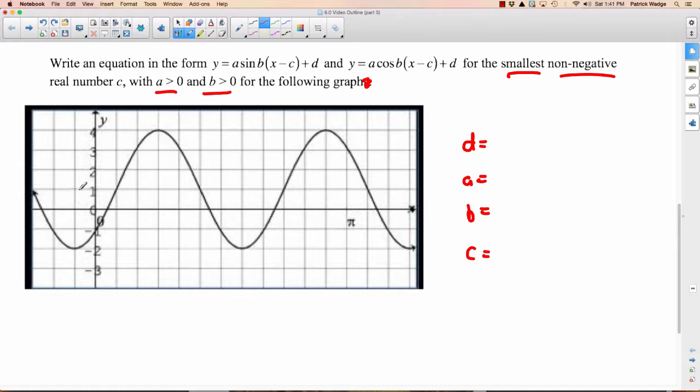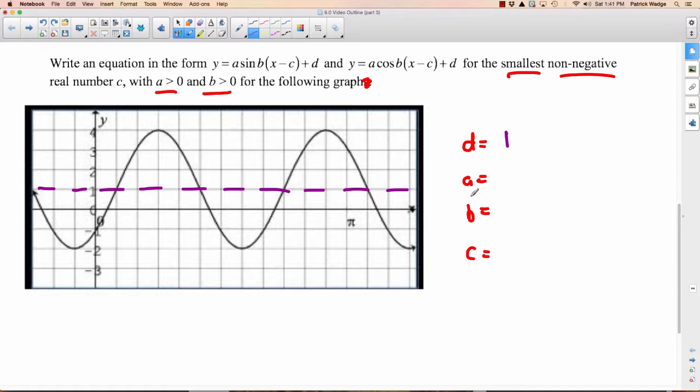You could either just look and figure it out, or you can add those two numbers together, 4 and -2, which gives you 2, and then divide by 2, average them out. So the average is at 1. This is our midpoint right here. And that means if that's the midpoint, that's also the D value. Our D value is 1.